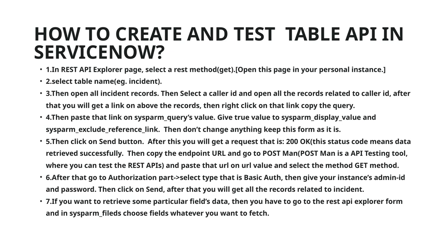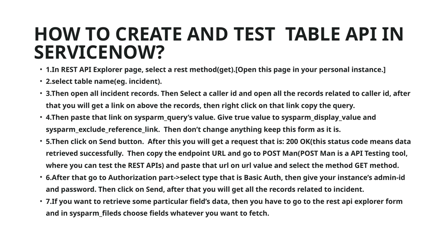First, you'll want to go to the REST API Explorer page and select the GET method. Make sure to open this page in your personal instance so you can follow along easily. Next, you need to choose the table you want to work with, for example, incident. Once you've selected the incident table, open all the incident records. From there, pick a caller ID and filter the records to show only those related to that caller.